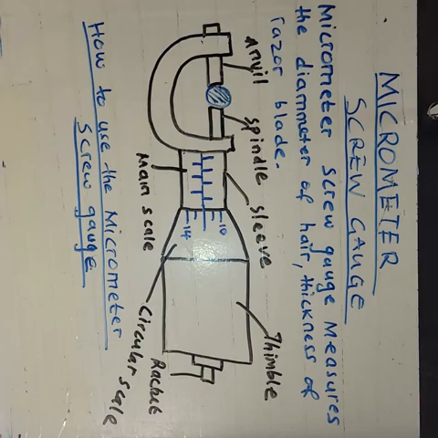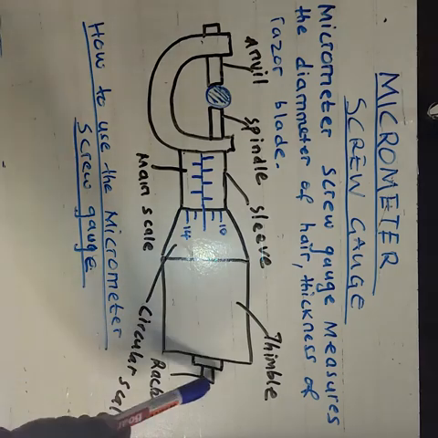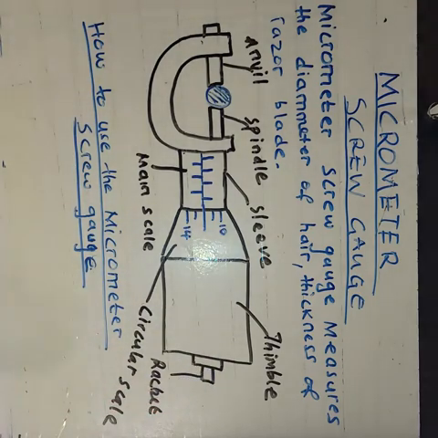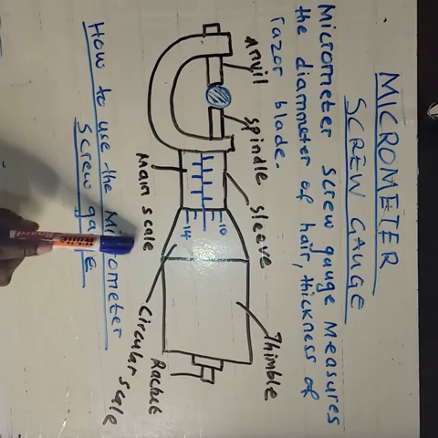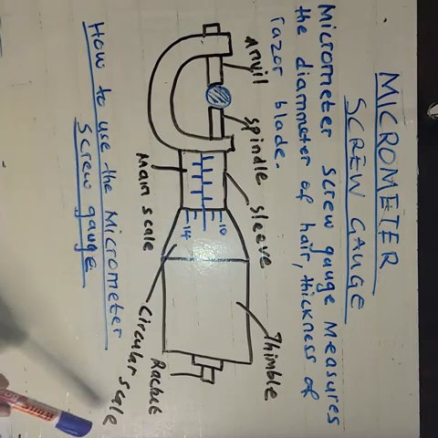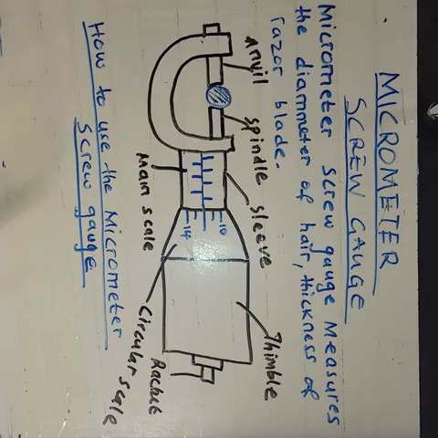It has the anvil, the spindle, the sleeve, the thimble, and we also have the ratchet on this side. We also have two readings that we need to get here: the main scale and the circular scale reading.